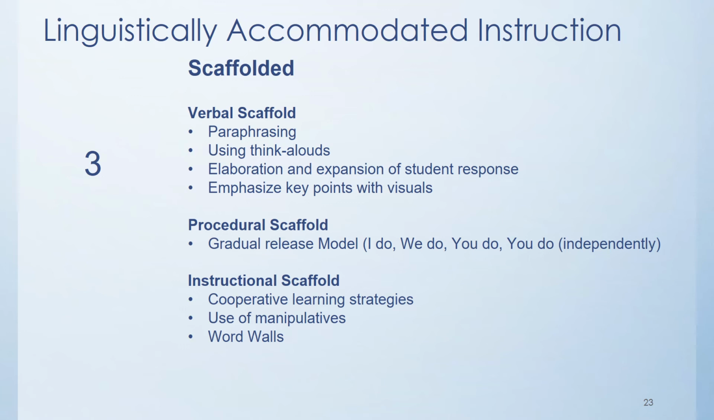Then you have procedural scaffolding. This could be the use of the gradual release model, the I do, we do, you do, and then you do independently. And the last one is the instructional scaffold. This is the use of cooperative learning strategies, manipulatives, you use word walls. All of these 3 different scaffolds are necessary to ensure that your instruction is linguistically accommodated.